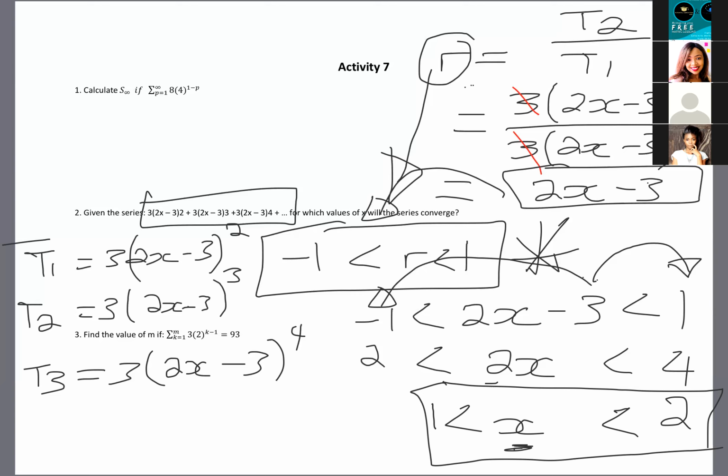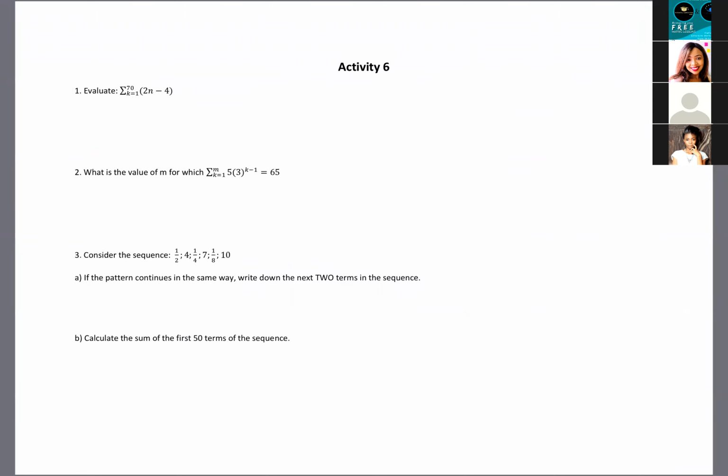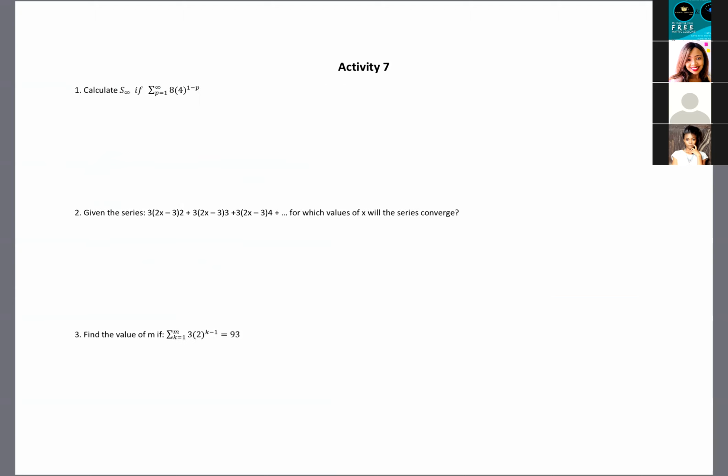Okay, now please do this last one for me. Let me just check if I copied it correctly. Yes, I did. So it's the same, number 3. Number 3, we're going to do it the same way we did number 2. Remember this number 2? That's how we're going to do number 3. Please do it for me and then let me know when you're done.